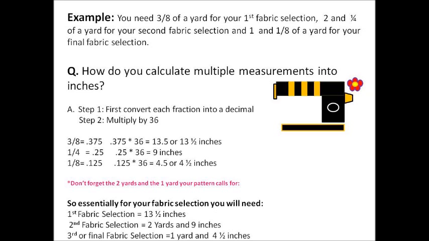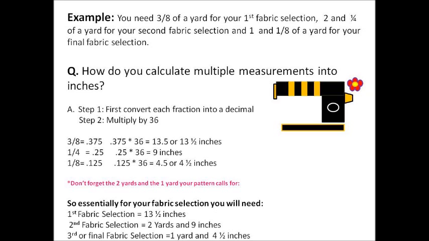So we need 3/8 of a yard. We'll take the 3 divided by the 8, which will equal decimal 375 on our calculator. Multiply that by 36, which will equal 13.5 on our calculator, which means you need 13.5 inches for that fabric selection. Our next sewing measurement is 1/4 of a yard, which we will take the 1 divided by the 4, which will equal decimal 25. We multiply the decimal 25 by 36, which will equal 9 on our calculator, which essentially means that you need 9 inches of that fabric.